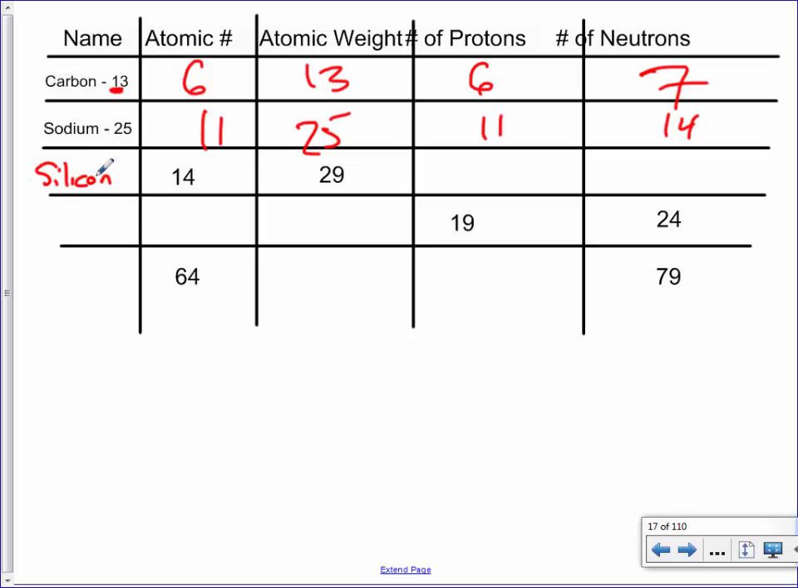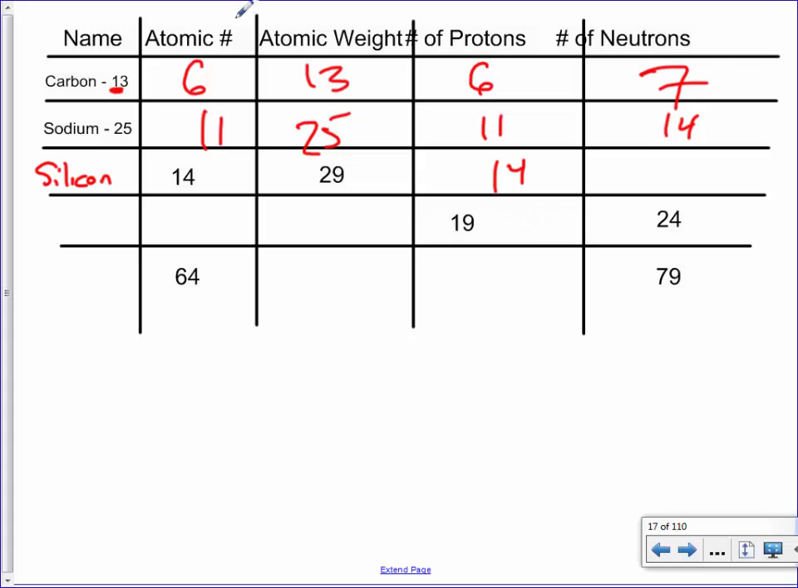I like to think of neutrons in my mind as making the molecule fatter. It doesn't actually change the molecule. If you add an extra neutron, silicon doesn't become phosphorus. It just makes it a heavier molecule, but it's still the same thing. Does that make sense? So you can have as many neutrons as you want.